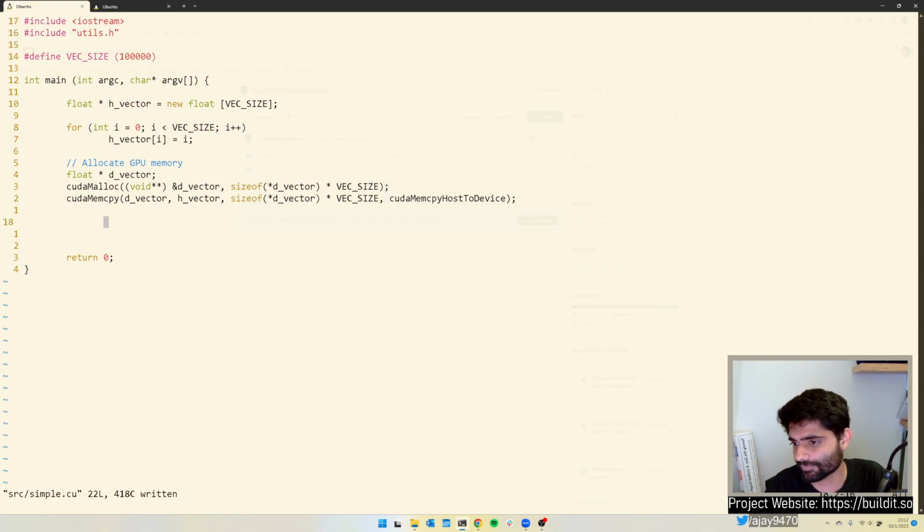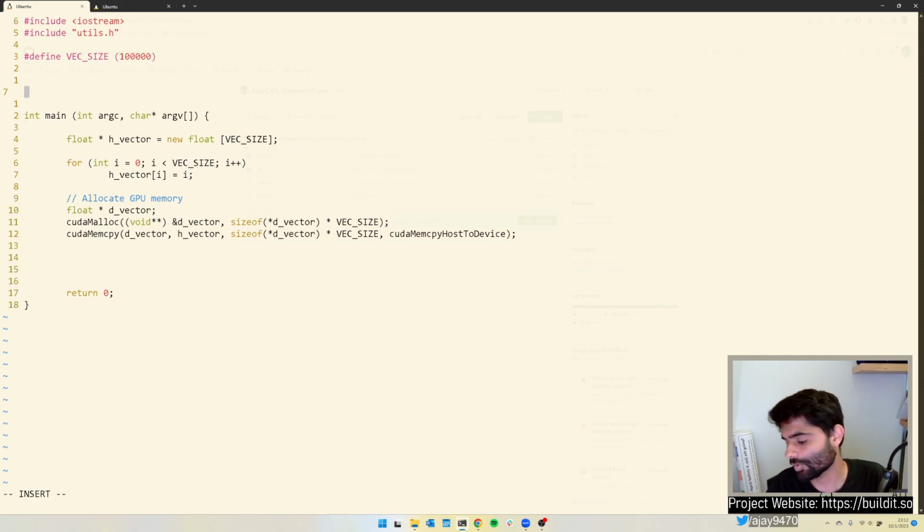Now I need to run this operation, and I'm going to multiply each value by, say, a scalar. All the code that you want to run on a GPU needs to go into a separate function, which we call the kernel. So let's write that kernel for now.